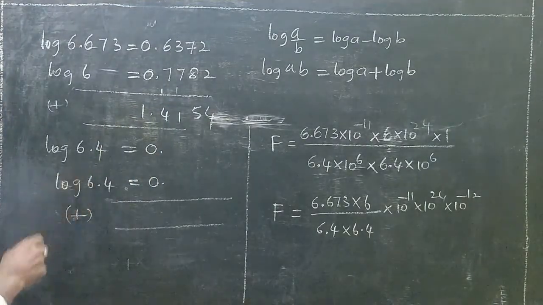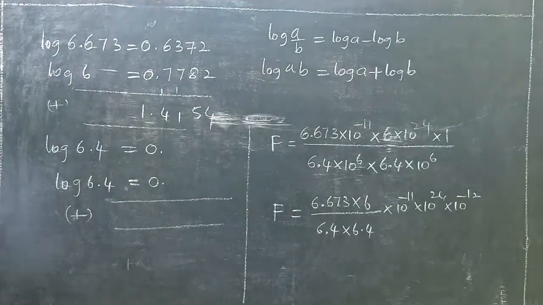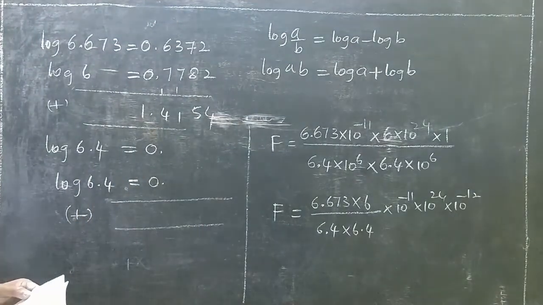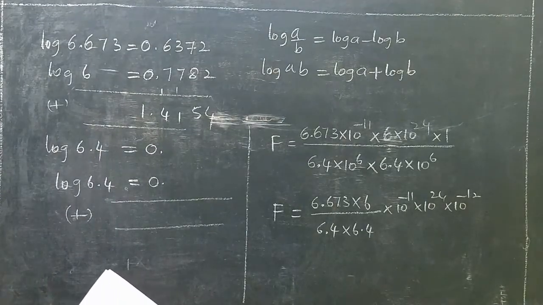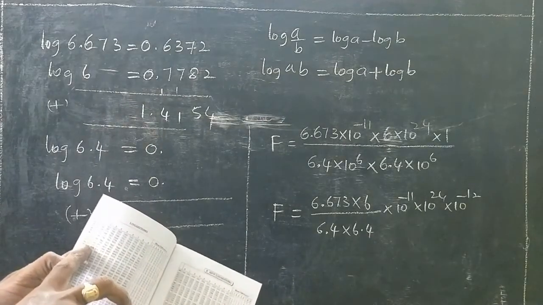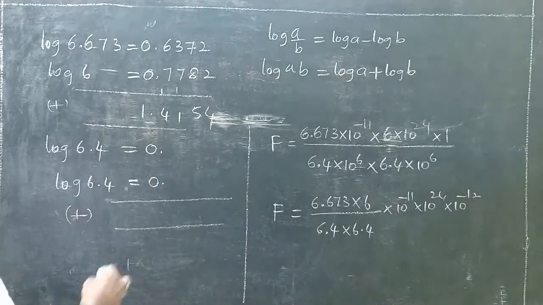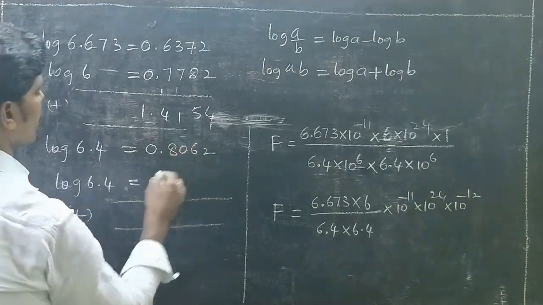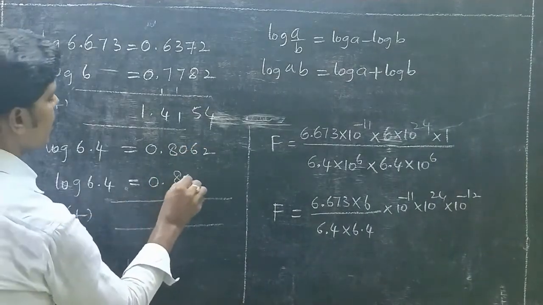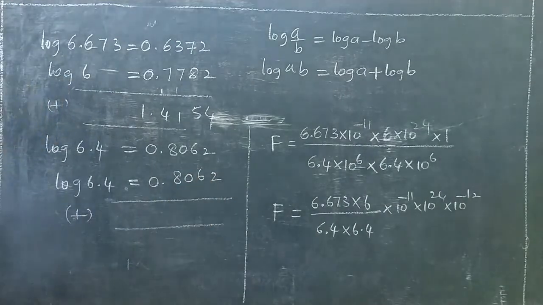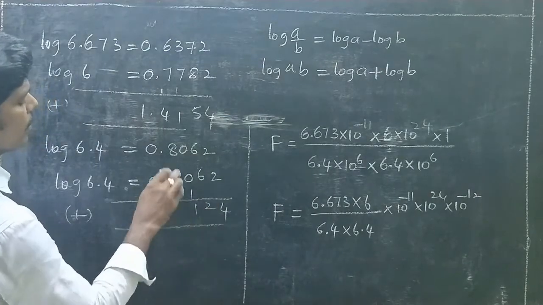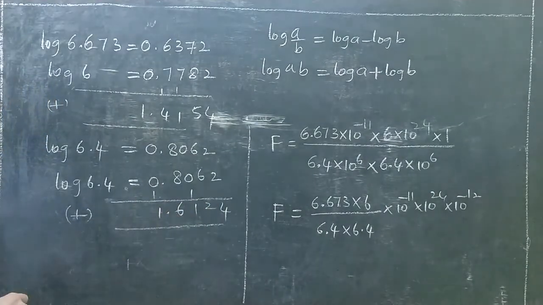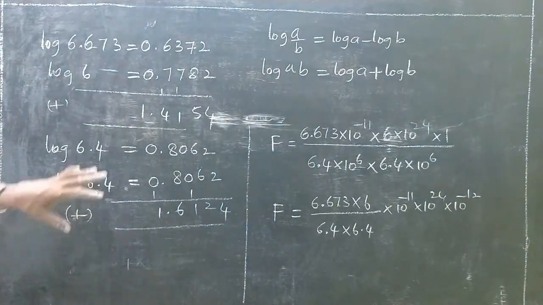Again here 6.4. So already the characteristic is 0 point. So 640. What is the logarithm of 640? In the logarithm table we have 8062. Again this is also the same value. So 8062. Add these two numbers: 4, 12, 1, 1, 16, 1. So 1.6124. This is the numerator value.